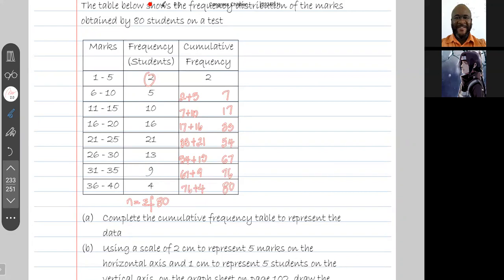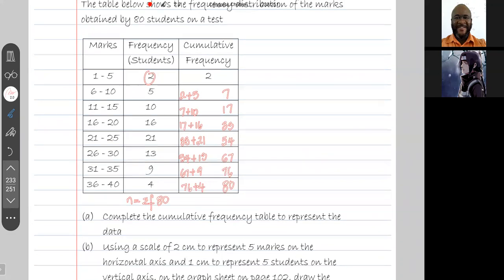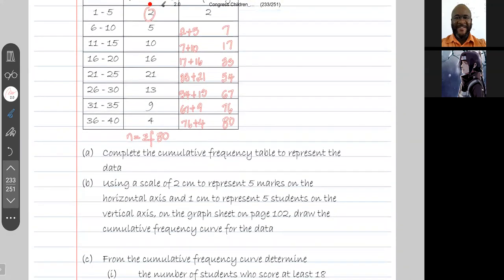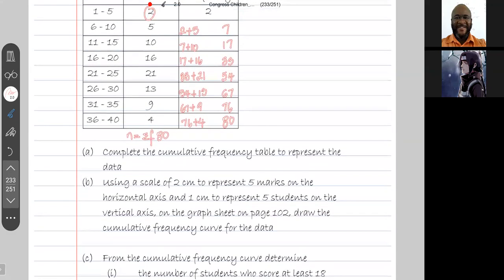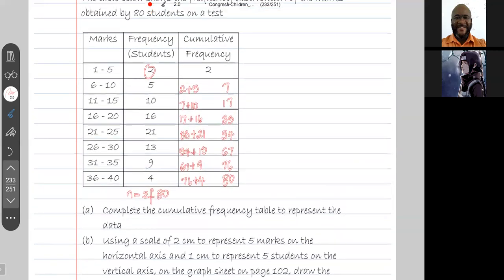Next, we are asked to draw, using a scale of 2 centimeters to represent 5 marks on the horizontal axis and 1 centimeter to represent 5 students on the vertical axis, the cumulative frequency curve for the data. So we're going to draw the cumulative frequency curve. And now we're going to need the upper class boundary.